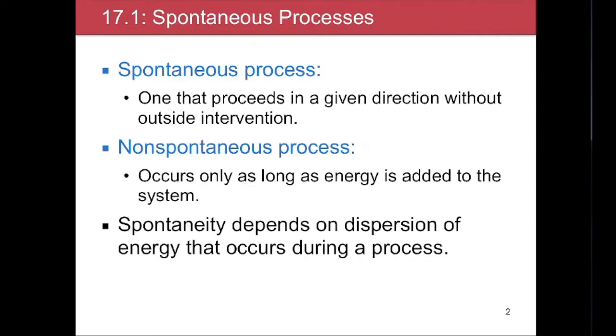So a non-spontaneous process is one that occurs only as long as energy is added to the system. So you can think of this as, for example, cooking an egg. Obviously, the egg needs a continuous input of energy from your stove in order for it to cook. So the spontaneity of a reaction depends on the dispersion of energy that occurs during a process. And we'll talk a little bit about that as we continue on through this section and throughout this chapter.